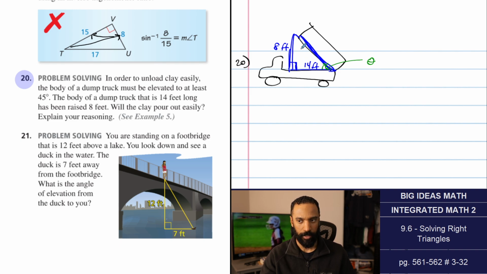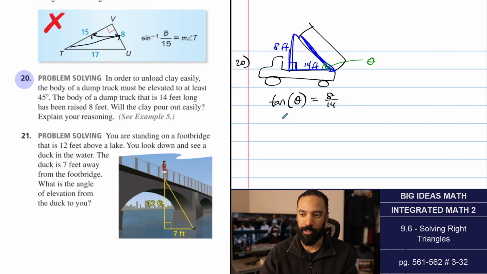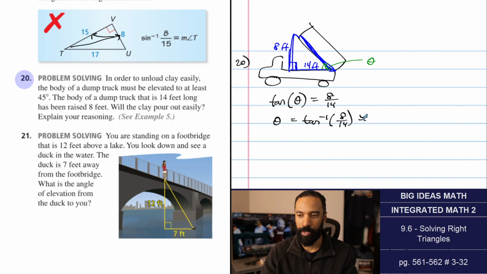This will have the bigger angle. And if an isosceles right triangle has two 45-degree angles, then this will have less than 45 degrees. So the answer is going to be no, but let's set it up. The tangent of this angle theta, let's figure out the exact value. It's 8 over 14. So theta, the measure of that angle, is going to be the inverse tangent of 8 over 14. And as long as it's less than 45, which it will be, then the answer is no.